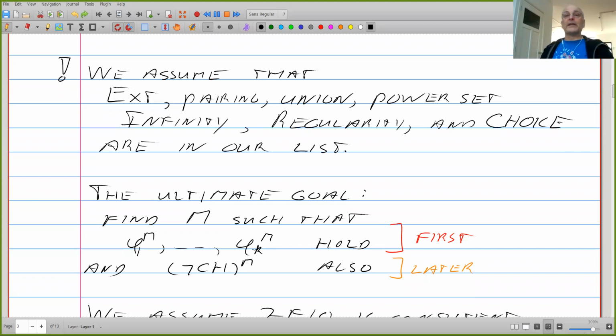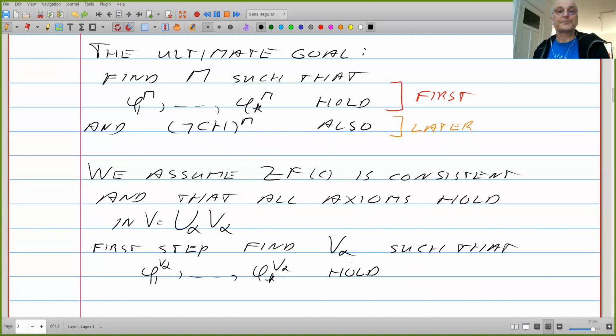Regularity is built into V alpha. And choice, the same thing. If I have a family of sets, then any choice function of it, if I have a set that belongs to V alpha, then any choice function belongs to V alpha as well. If we relativize those to V alpha, then all we're saying is all the objects that we want already belong to the V alpha.